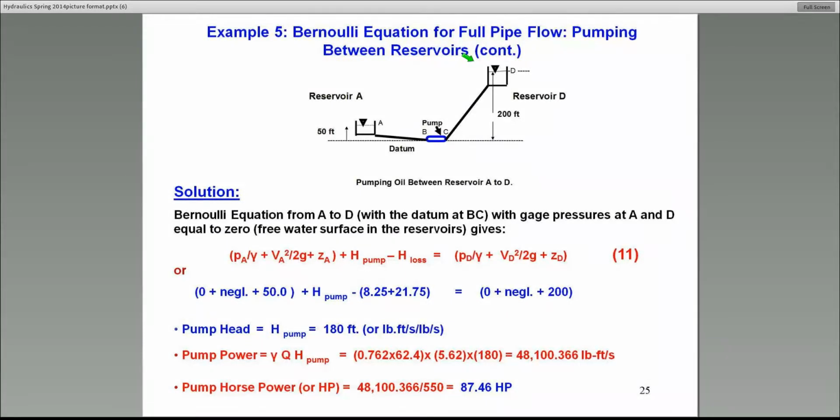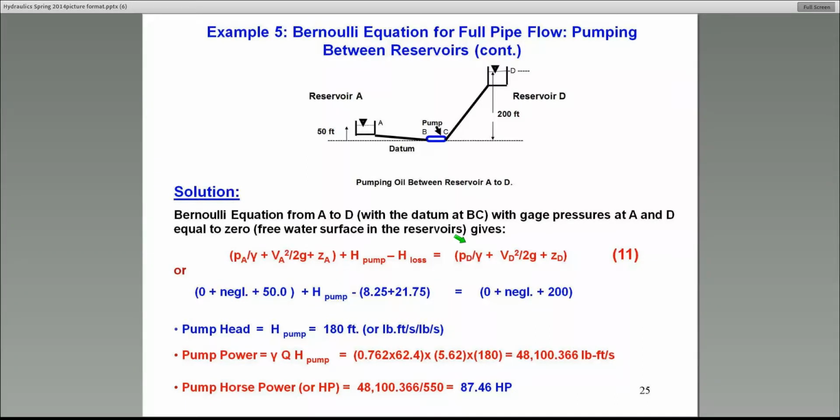And here it is. PA over gamma plus VA squared over 2G plus ZA represents the total energy at point A. Plus any head delivered to the system. Doesn't matter where the pump is. This simply is an energy budget equation. So plus head delivered by the pump minus any head loss. Now remember, you're going from point A to point D. And therefore on the right hand side must be the total energy at D. PD over gamma plus VD squared over 2G plus ZD.